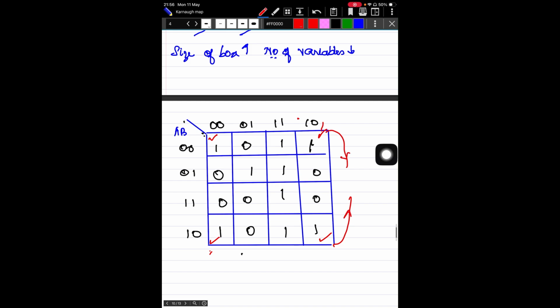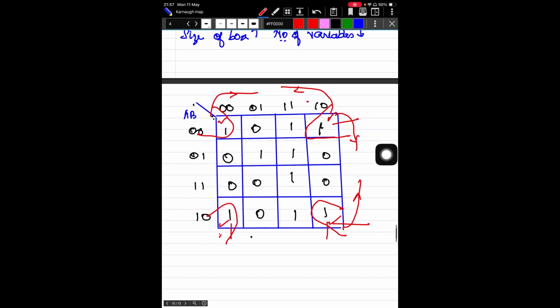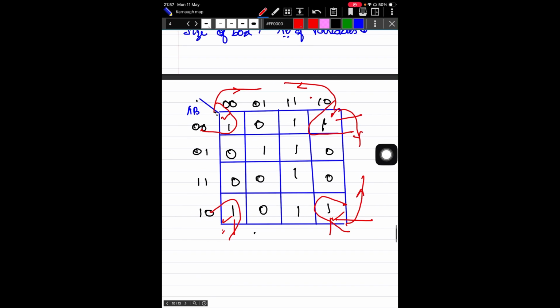Similarly, I can also roll from left to right or right to left. Am I right? When I roll from top to bottom, the first row and the fourth row will become neighbors. When I roll from right to left, the first column and the last column will become neighbors, right? So if I form a red group here, all of them are neighbors. Is that clear? Right. So all the 4 corners have become neighbors now.